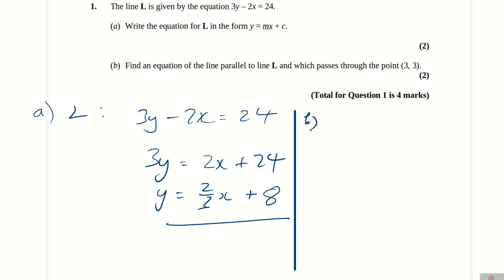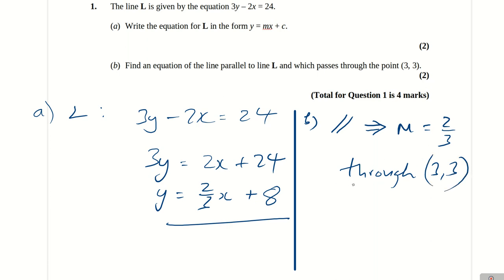Part B, the equation of a line parallel to that line but which goes through the point 3, 3. Well, if it's parallel, it's going to have the same gradient. So parallel means that the gradient's the same, so the gradient, remember, it's the value of m, or in other words the coefficient of x when we write it as y equals mx plus c. So the gradient's going to be 2/3, and it goes through the point 3, 3.